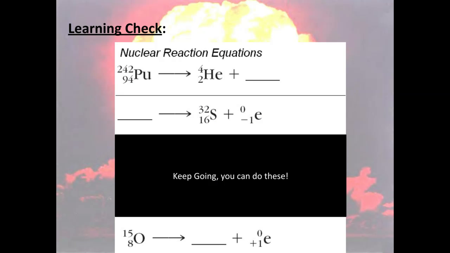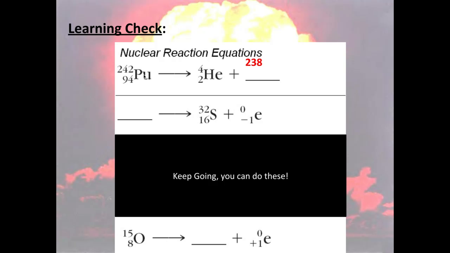So what I'd like you to do is pause the video. You'll have these 3 choices right here, 3 reactions to do. What I like to do is try and figure out what is the missing reactant or product. So hit pause. When you've got your answers, hit play, and let's see if you are right. All right, you've got your answers.